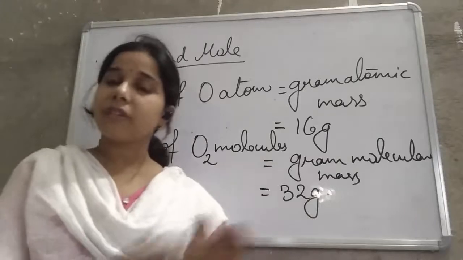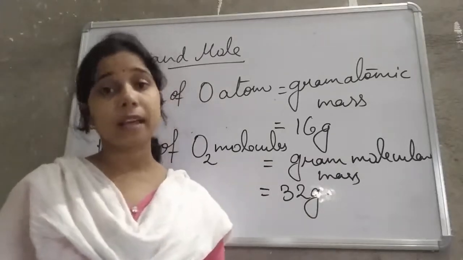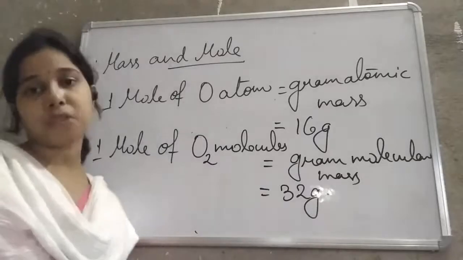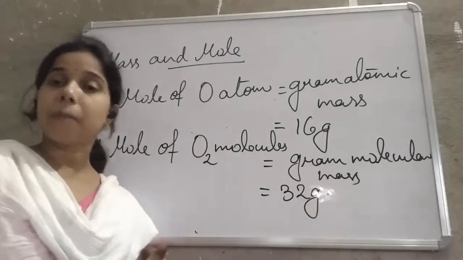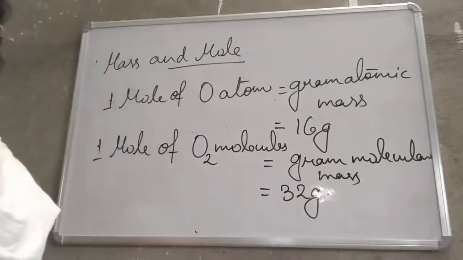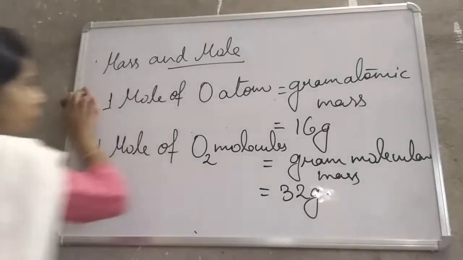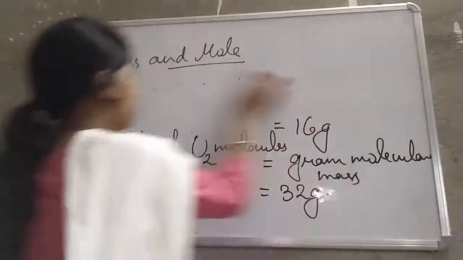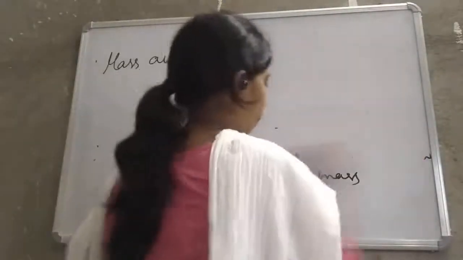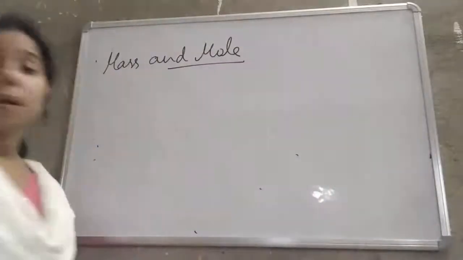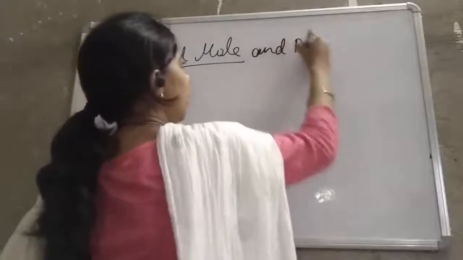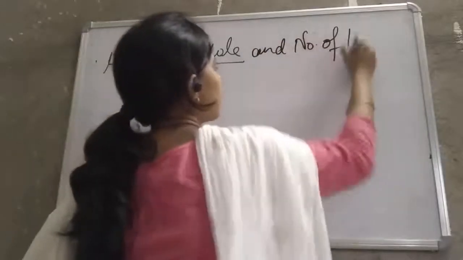Okay, so this is the relationship between the mass and the mole. Now we will talk about the relationship between the mass, mole, as well as the number of particles. So now we will talk about the relationship between mass, mole and number of particles.